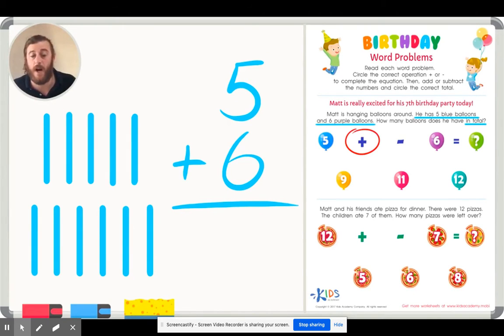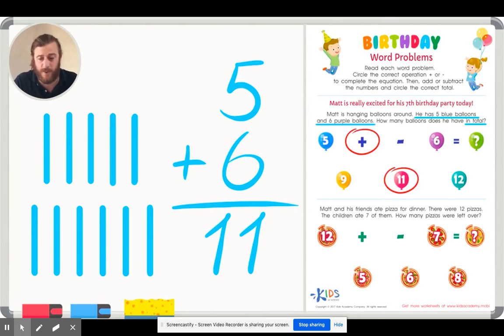Choose the strategy of counting on. 5, 6, 7, 8, 9, 10, 11. 5 plus 6 is 11. So this problem asks us to add the balloons, and it gives us a total of 11 balloons, both blue and purple. Let's read the next problem just as carefully and see if it wants us to add or subtract.